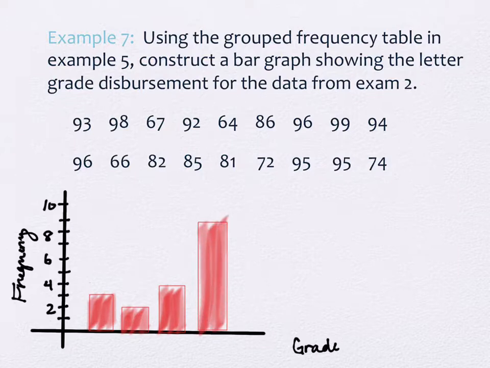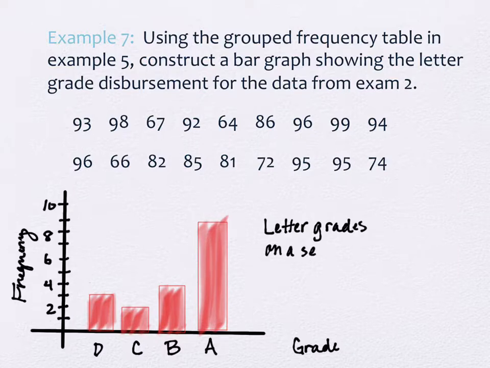And then underneath, I would label the letter grades. This is D, C, B, and A. And my title would be the same as the title before. I'm just going to call it letter grades now specifically because that's the type of grade at this point I have. Letter grades on a second exam. If you don't include the word letter, it's fine.